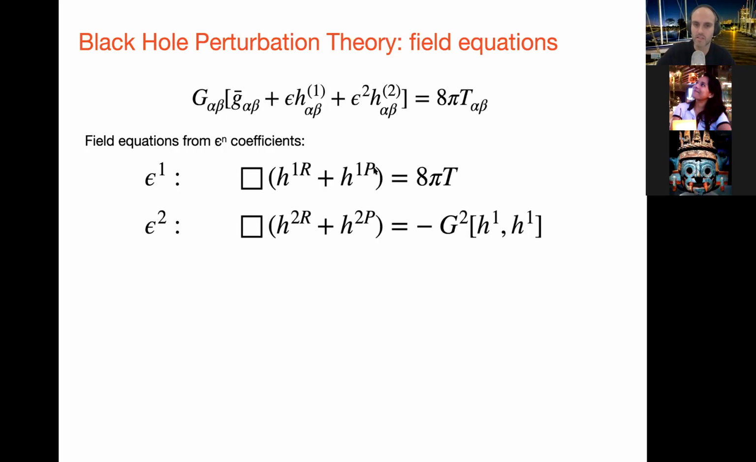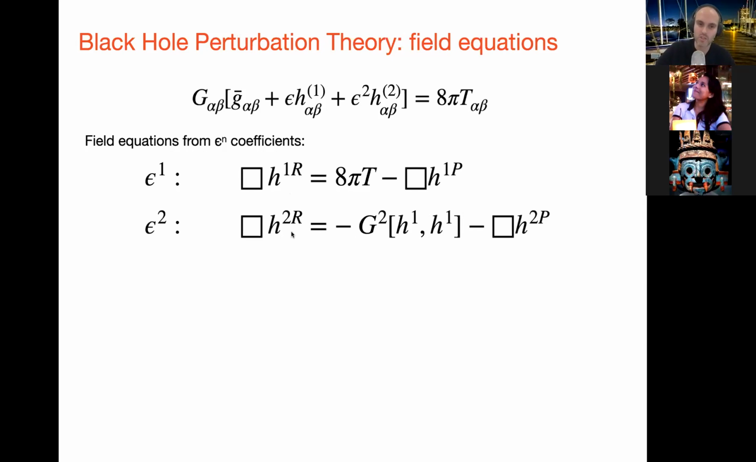We can split these into a regular piece. In this case, as I said, we'll call it a puncture piece. We'll do the same at second order. And then because this is a linear operator, by linearity, I can expand this out, and I can move box of H2P in particular onto the right-hand side here. So I'll do that. And so now I'm solving for this regular piece.